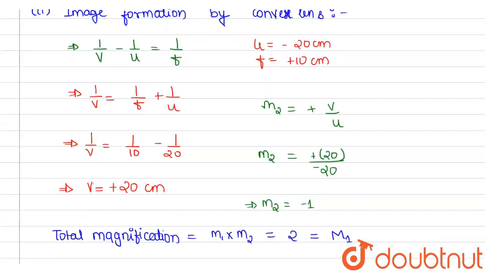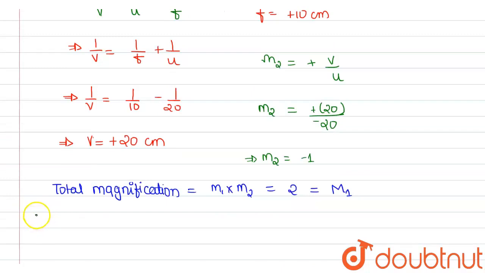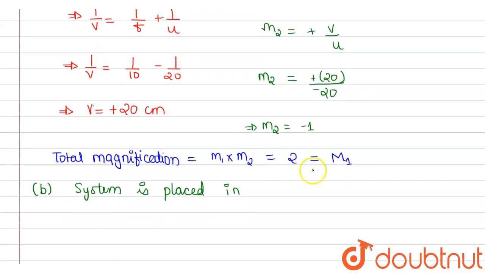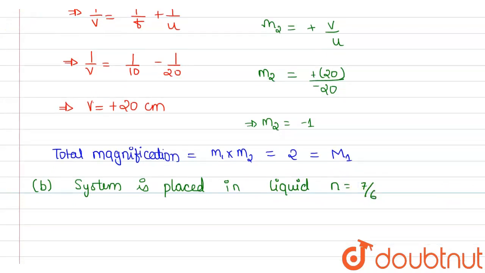Now the whole system is placed in water. So it is our B part, the system is placed, sorry, not in water, in some liquid with refractive index 7 by 6. Now what we do here, we use the lens maker's formula.